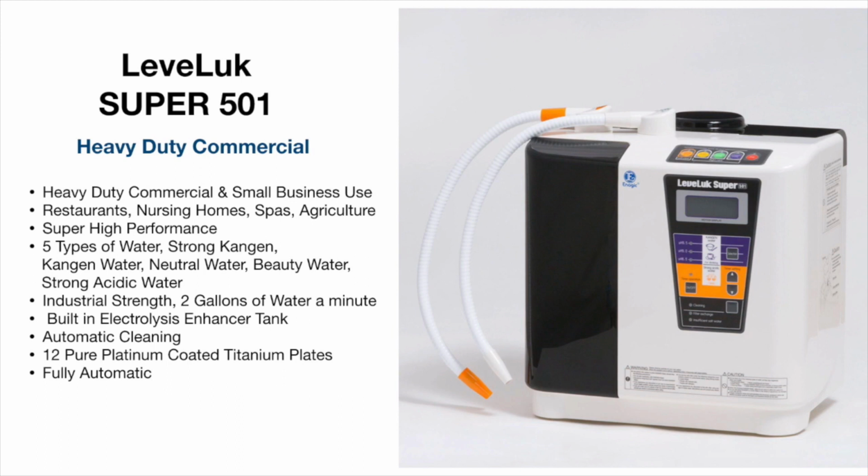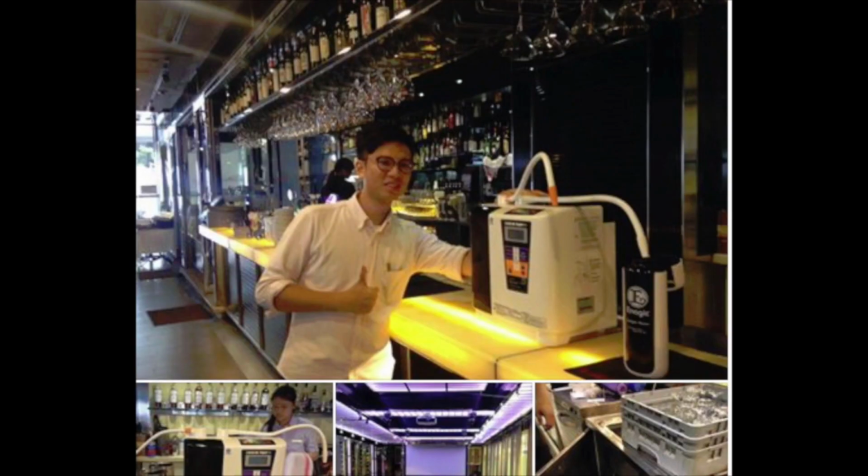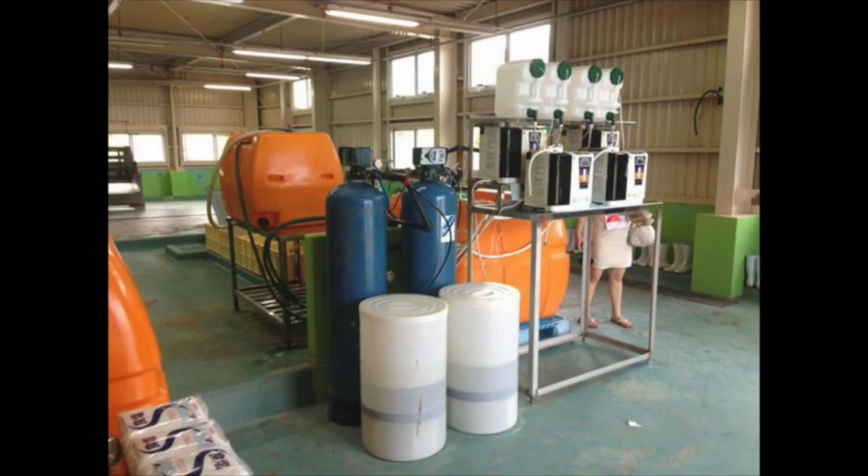So this machine is ideal for heavy home use where they're using a lot of the strong acidic water. It's ideal for nursing homes, restaurants. In fact, a lot of restaurants in the US and Asia have this in their kitchens, or any commercial settings where a high output of both the strong acidic water and the Kangen water is required.